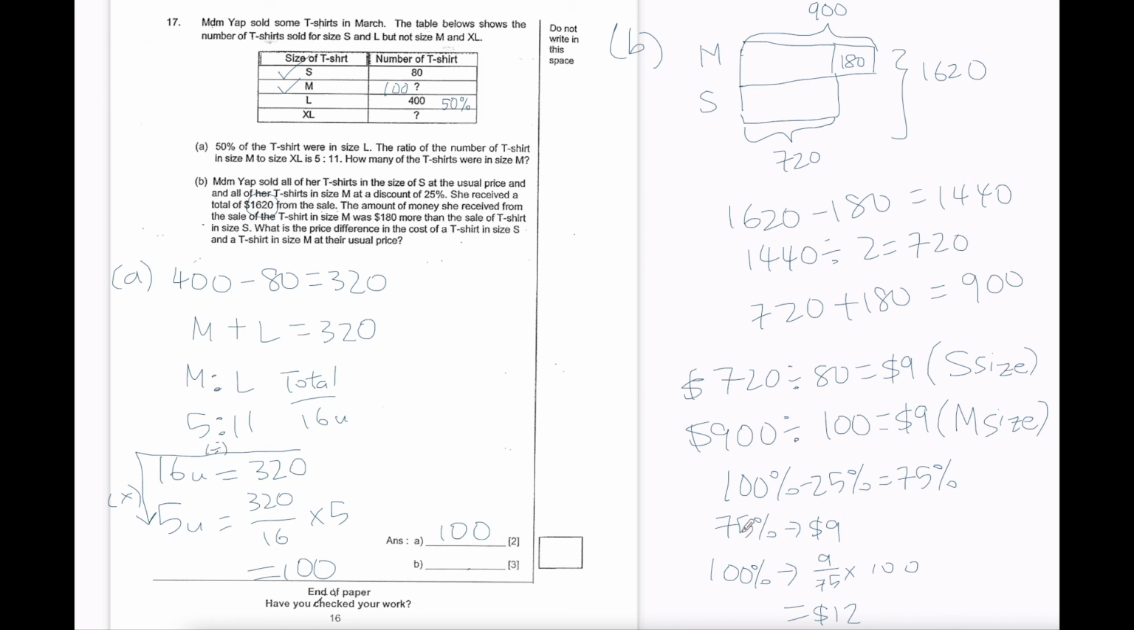Okay? And what's the price difference between S and M size? Let's continue on here. M size is $12, S size is $9. My difference will be $3. And that's just how I get my 3 marks.